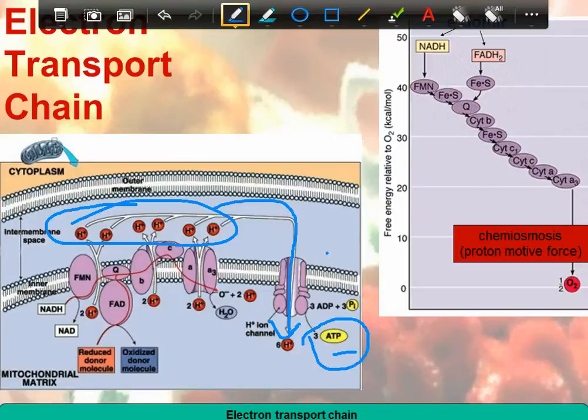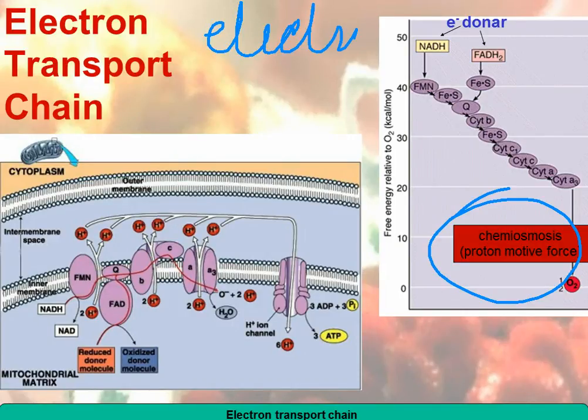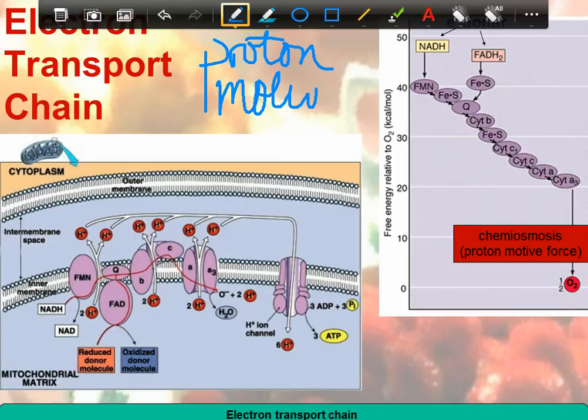This thing that I just described for you is the electron transport chain. It's sometimes also called chemiosmosis, or the proton motive force. You've had this in general biology. You may know it by that name, and that's where most of the ATP is being made.